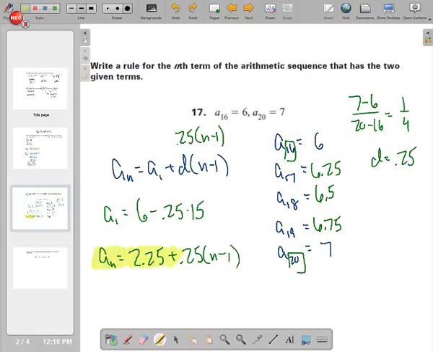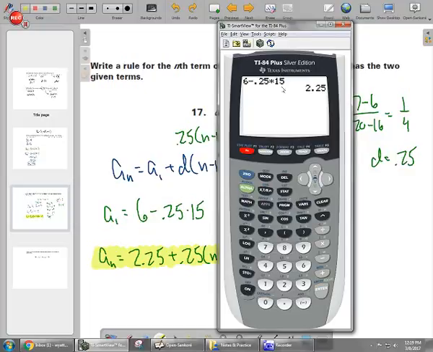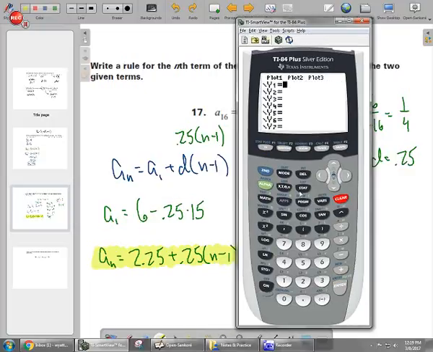But an easy way to check this is in your calculator. Now let's plug in the rule and go to y equals, and we'll say, I think that it's 2.25 plus 0.25 times (x minus 1). You have to use x in the calculator. Now I'll go to the table. What I'm going to do is scroll down to the terms that I know and see if they match what I think they should match.